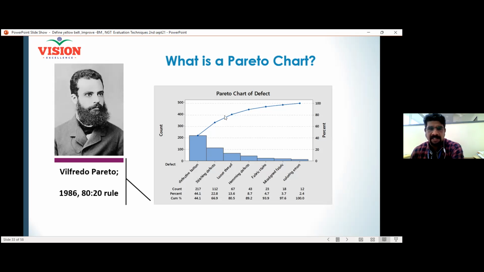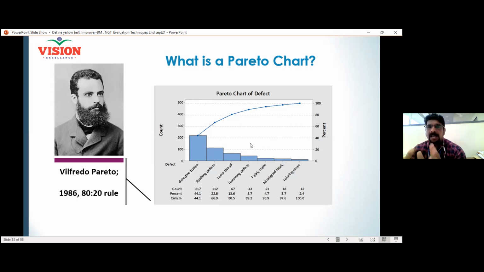See, for example, here we have an example. In the Pareto chart, you will be having 3 axes of data. You will be having the x-axis, which will be having only the defects. You will be having abstract details, just abstract details, defects. And in the y-axis, left-hand side y-axis, we will be having the number of defects.